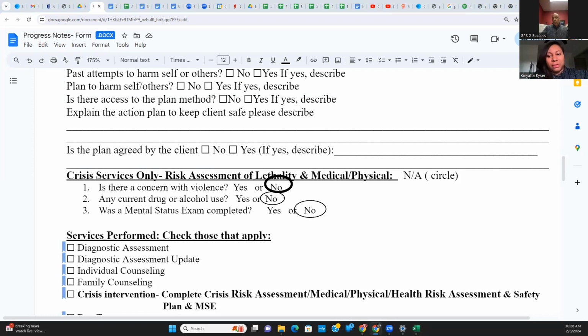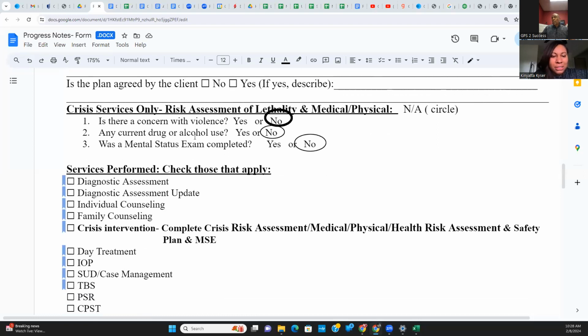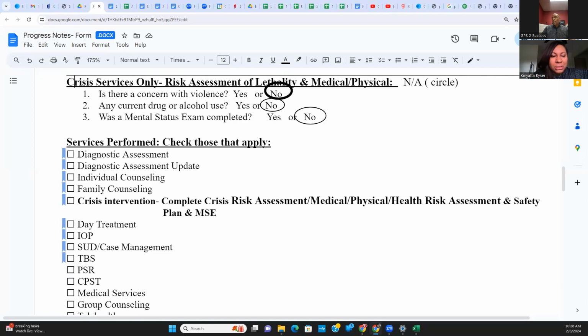Well, not all of it. And at the top, say if they were doing CPST. I was talking about CPST, where I'm talking to somebody else. So all of that would be no. And no crisis service. I'm not doing a crisis service, so I will circle no on all of those.